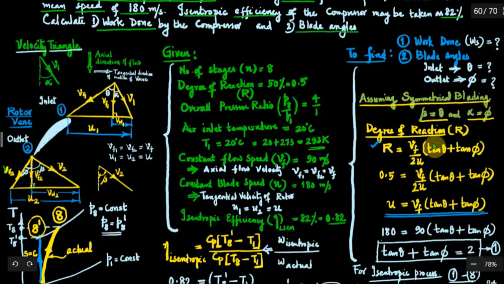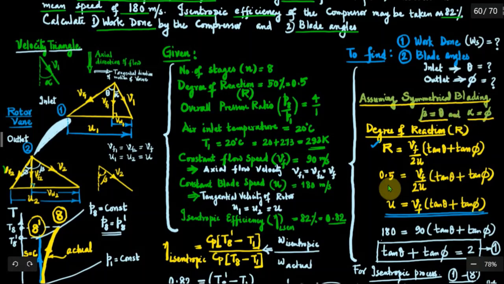And now, the degree of reaction, capital R. In the earlier lecture, we derived an expression of degree of reaction in terms of axial flow velocity, then the tangential velocity of the rotor, in fact of the blades, then the vane angles at inlet and outlet. So, this is that expression, it is very important. R is equal to Vf by 2u into tan theta plus tan phi. We used the concept of symmetrical blading over there in order to get this relation.